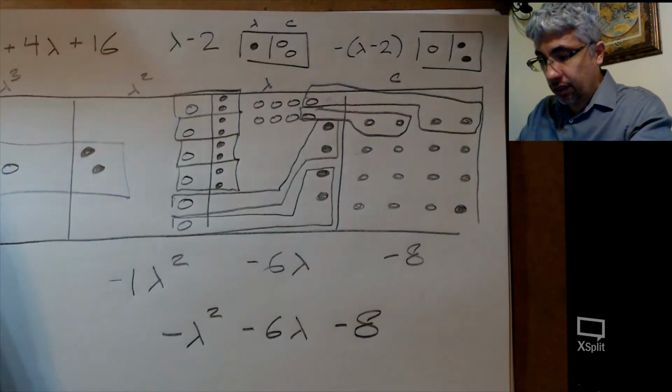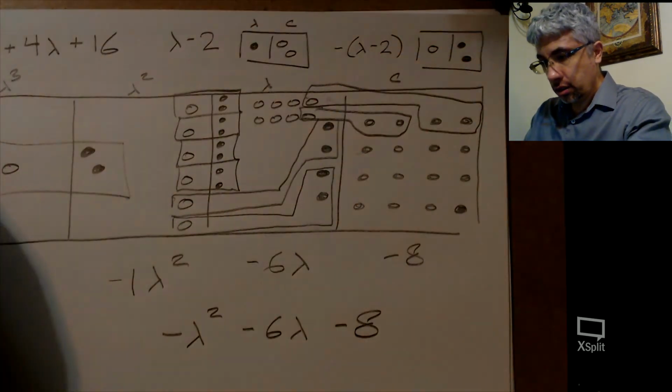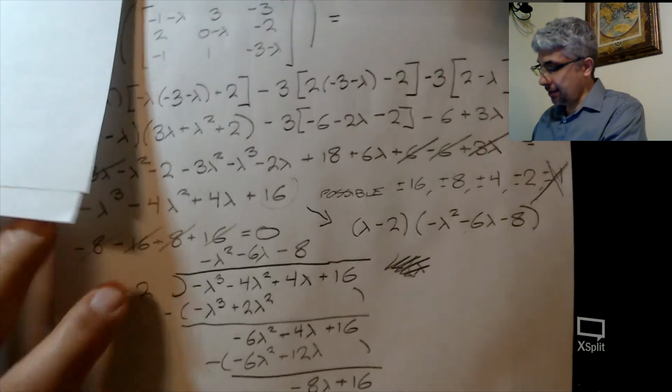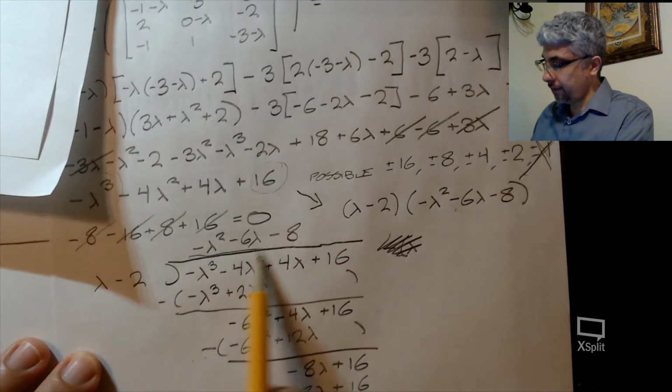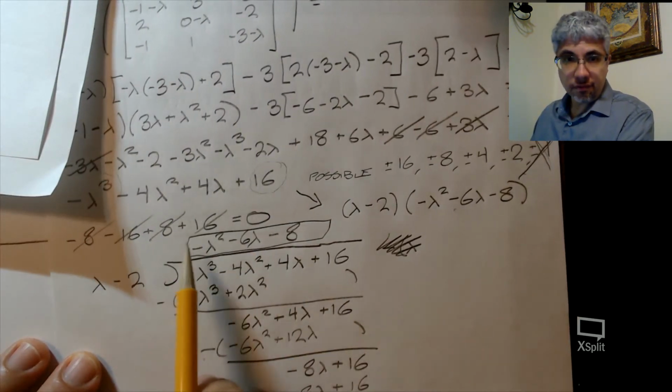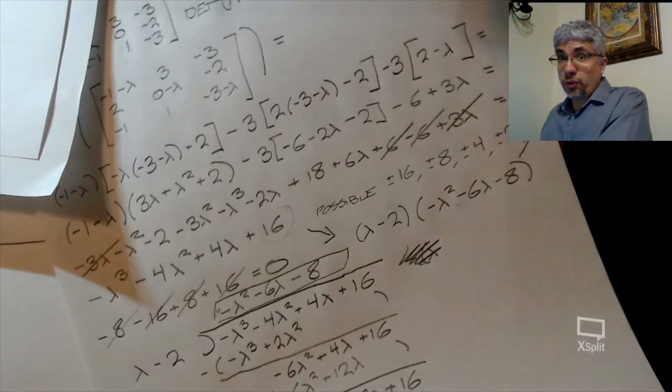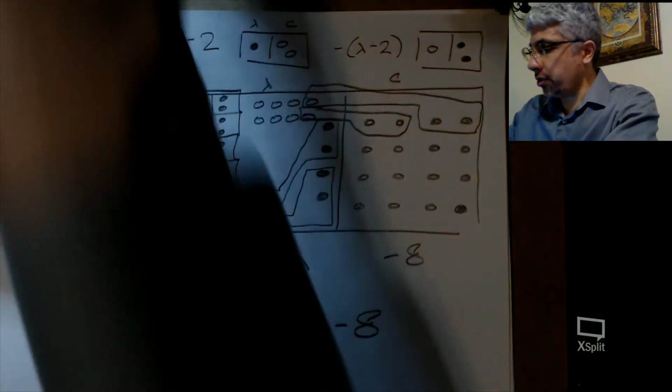And if we look, that's the exact same thing that we got over here. So it's another way of doing your polynomial division. You can do it all with dots.